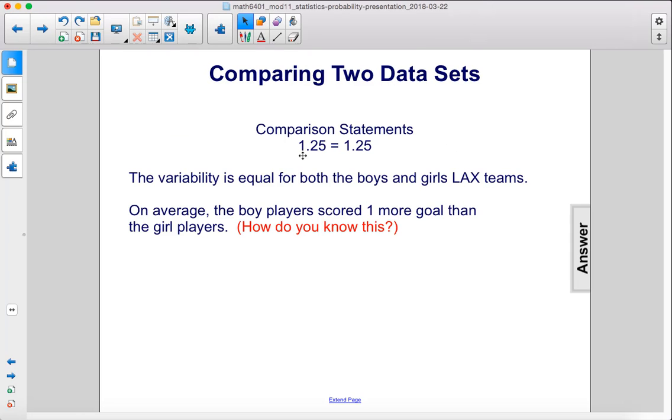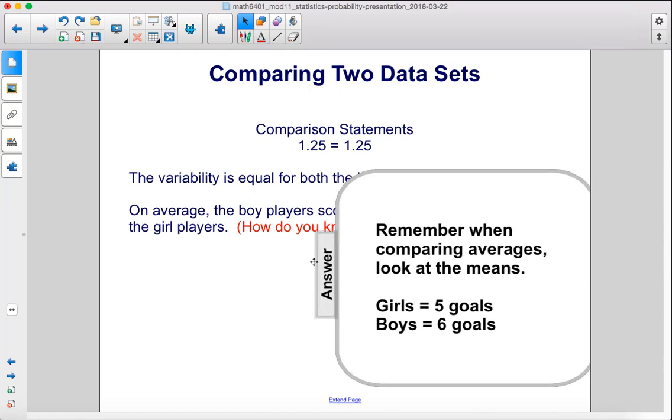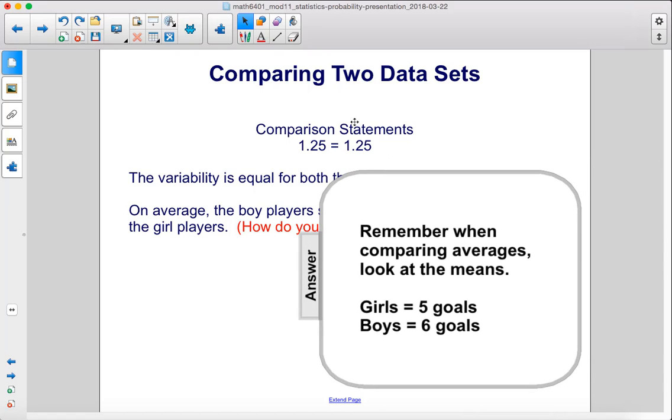Comparison statements. 1.25 equals 1.25. The variability is equal for both the boys and the girls lacrosse teams. On average, the boy players scored 1 more goal than the girl players. How do we know this? Well, that was the mean at the beginning of the problem. When we took the average goals, we found that boys on average scored 6 goals and girls on average scored 5 goals.